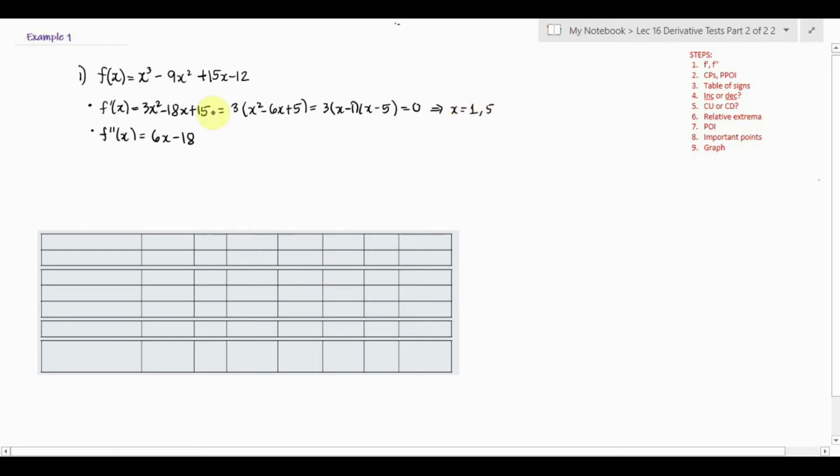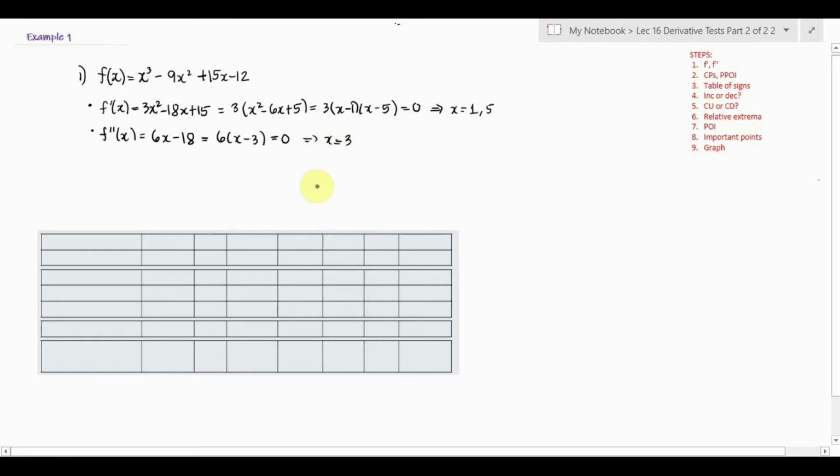Okay? Now, for f double prime, this is equal to 6 times x minus 3. And then we can equate to 0. Hence, our zero of f double prime is 3.